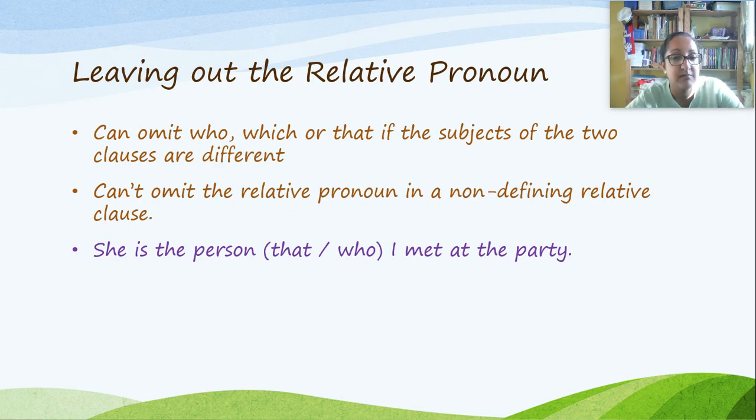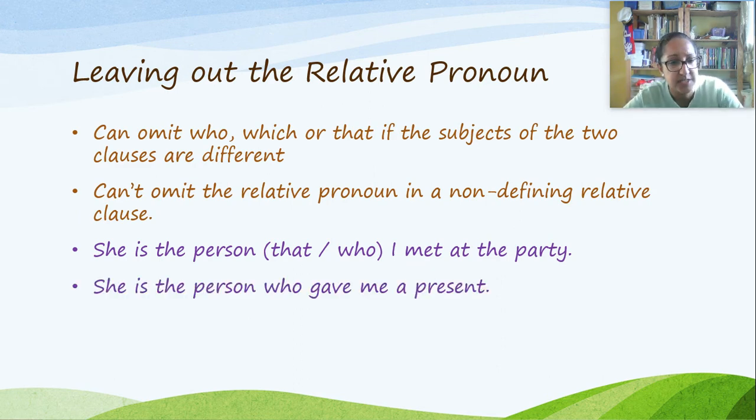She is the person that I met at the party, or she is the person who I met at the party, or she is the person I met at the party. So in the first clause, she is the person, she is the subject of the first clause, and in the second clause, I am the subject. I met her at the party. I am the subject of that one. So we've got two different subjects, okay? So we can leave it out.